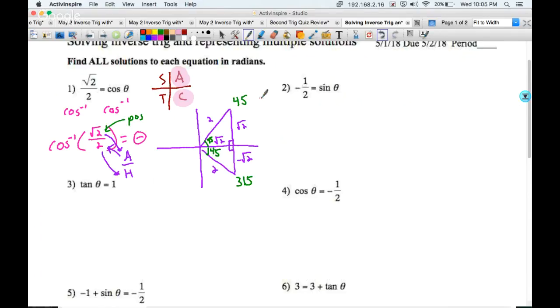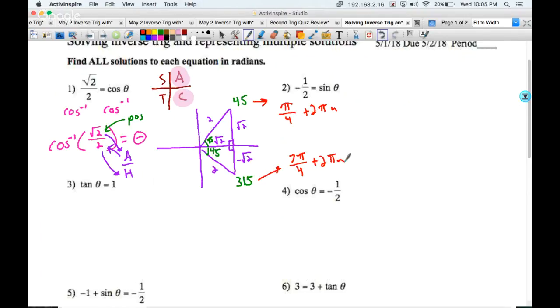Let's change those into radians real quick. 45 degrees is the same as pi over 4 radians. 315 is the same as 7 pi over 4. And to both of those answers, we must append plus 2 pi n.